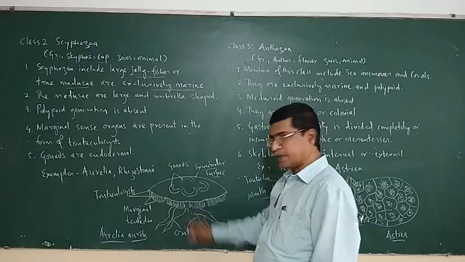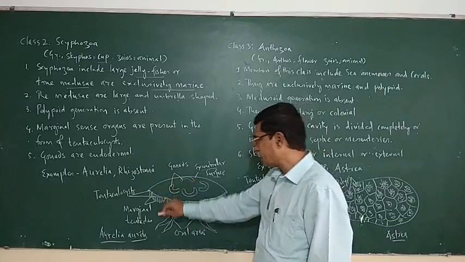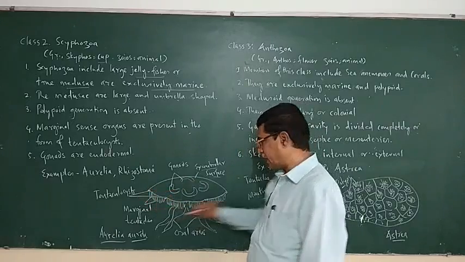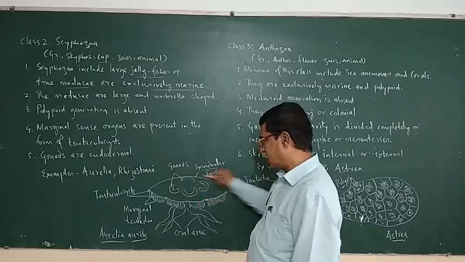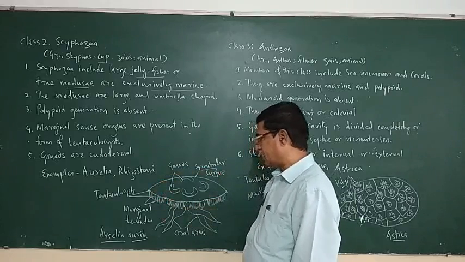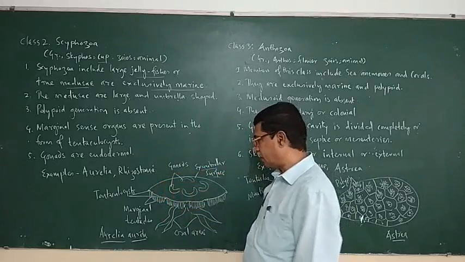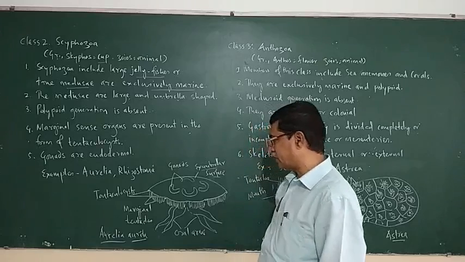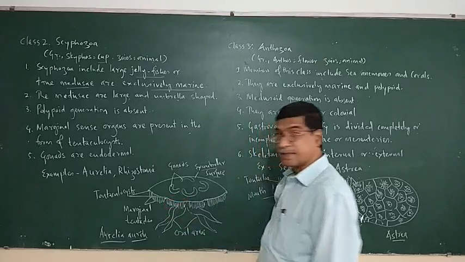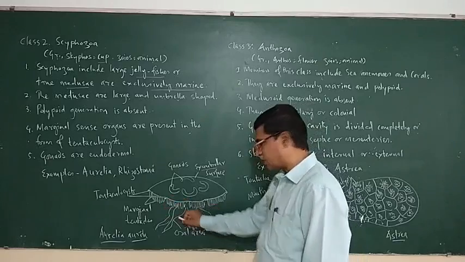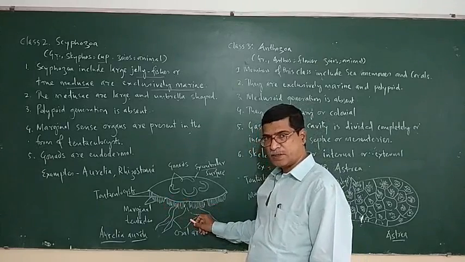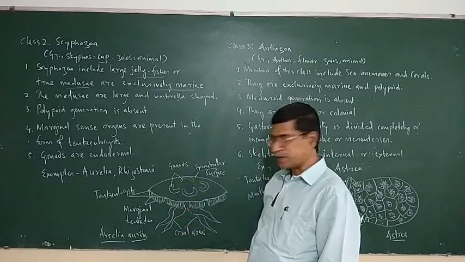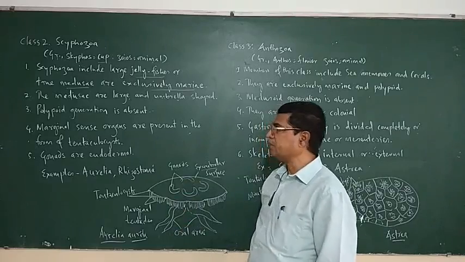So the mouth is present at the center. These are tentacles, marginal tentacles. Tentacles are present at the margin, the rim of the umbrella. You can see tentaculocysts, sensory cells, sensory organs. These are oral arms. Oral arms are present on the ventral surface, the oral surface of the jellyfishes.